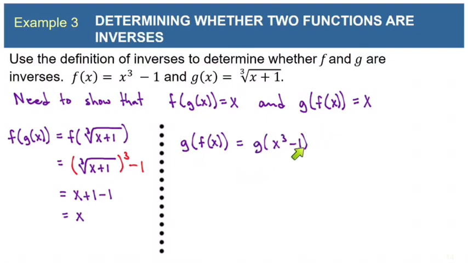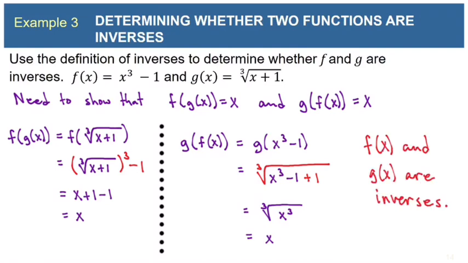And this time we'll be plugging the f function into the g function. So cube root of x plus 1 will become cube root of this expression plus 1. So cube root of the f function plus 1 reduces to cube root of x cubed, which is just x. So we see that f and g are inverses because when we find f compose g, it equals x, and when we find g compose f, it also equals x.